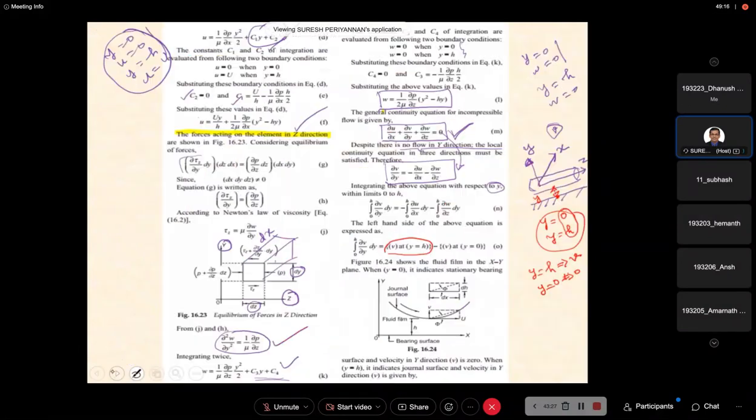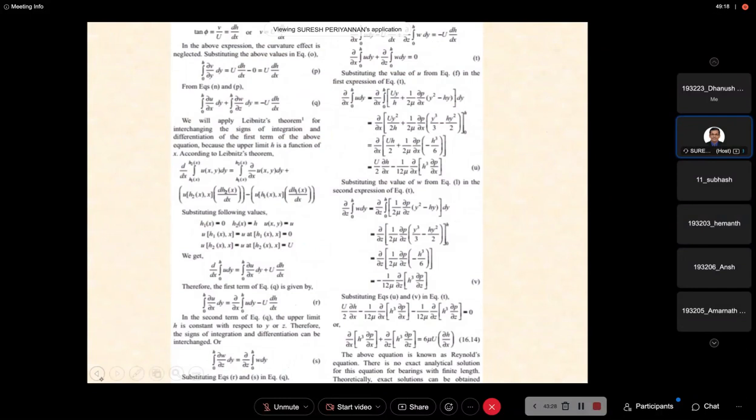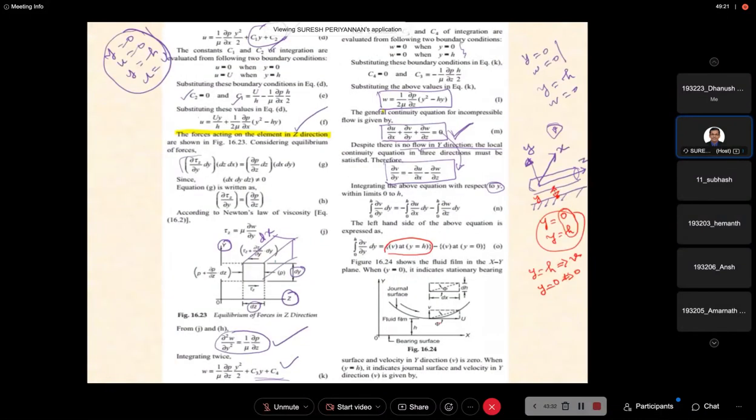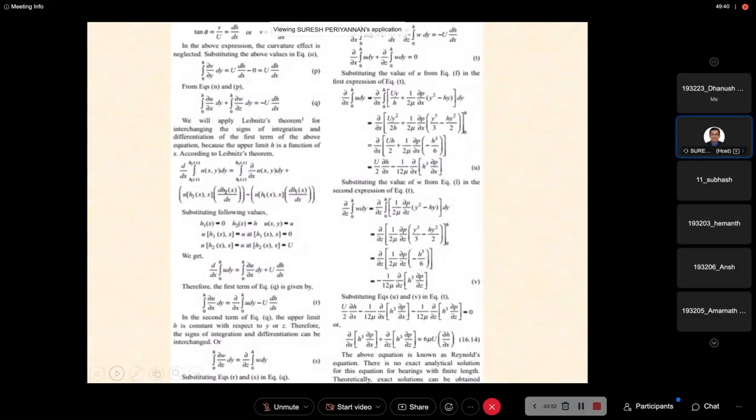From this relation we are able to find out tan phi. This is u, this is v. Based on the journal movement v, the dimension is dx and dh. From this we are able to find out phi. This is our film clearance height. Now tan phi is equal to v by capital U, which is dh by dx. Finally, v is equal to capital U into dh by dx.